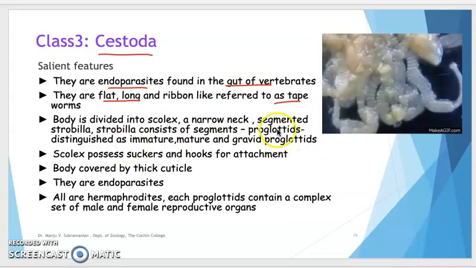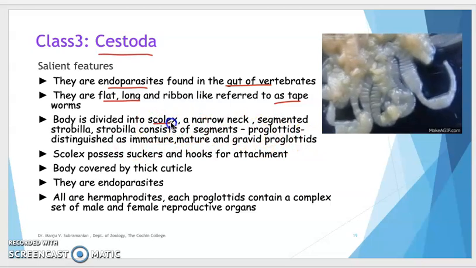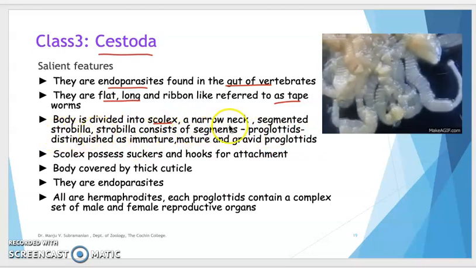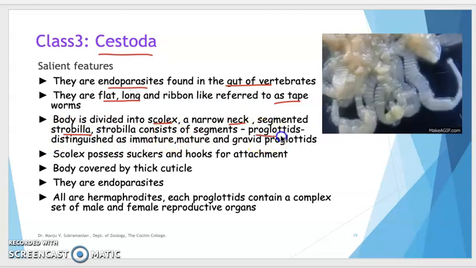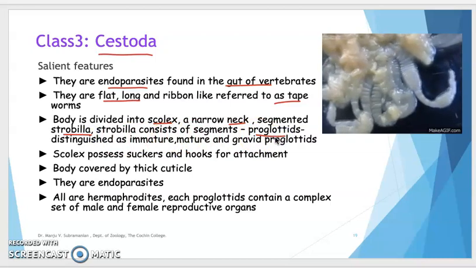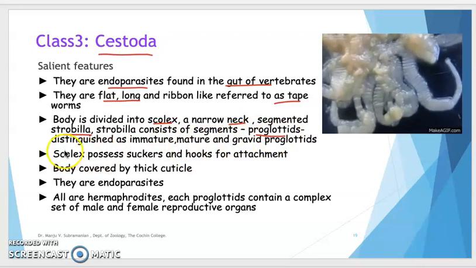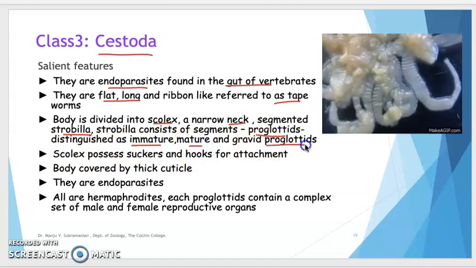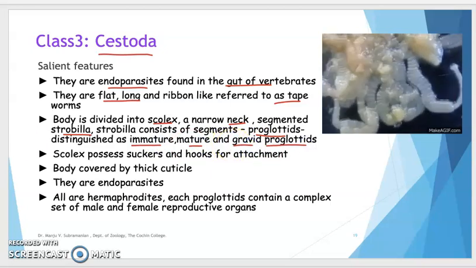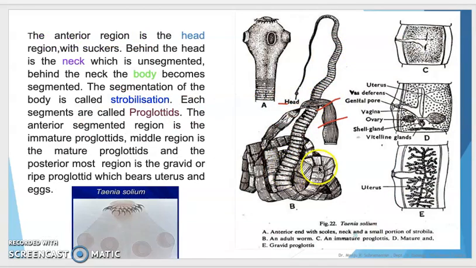So three regions are there: the scolex region, the neck region, and the strobilar region, and the strobilar region consists of segments called proglottids. These proglottids are of three types: immature proglottids, mature proglottids, and gravid proglottids. So these are the three. In this picture you can clearly see the small immature proglottid, then a mature proglottid here, then a gravid proglottid here.